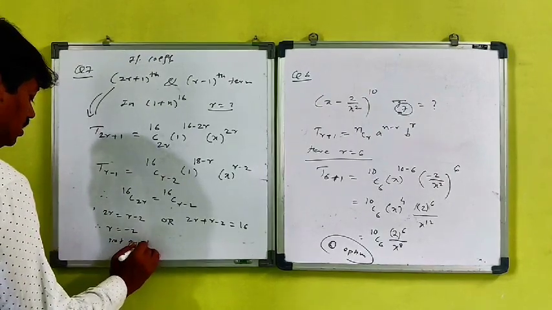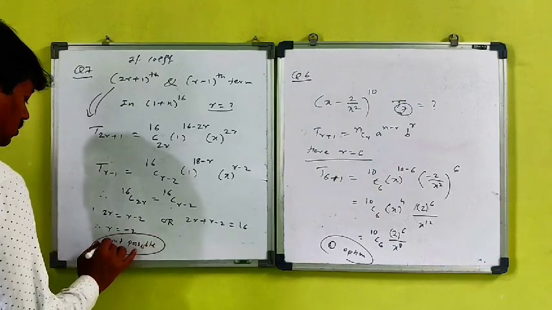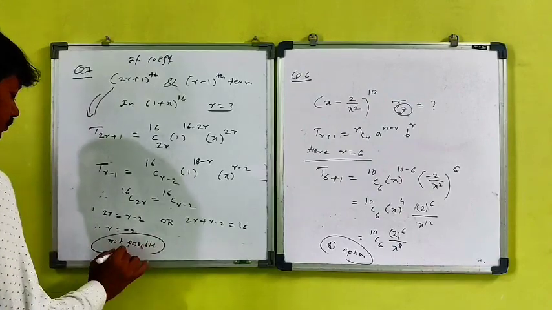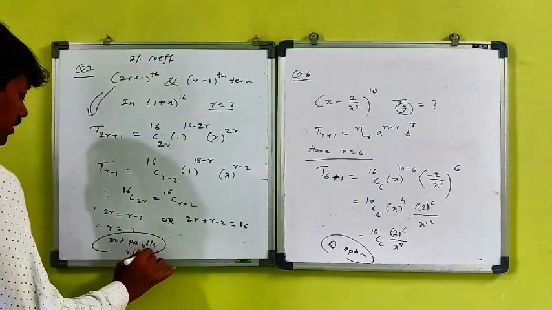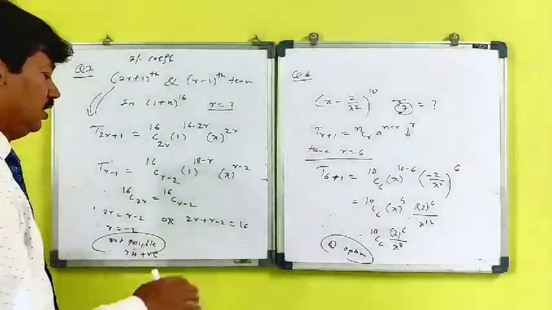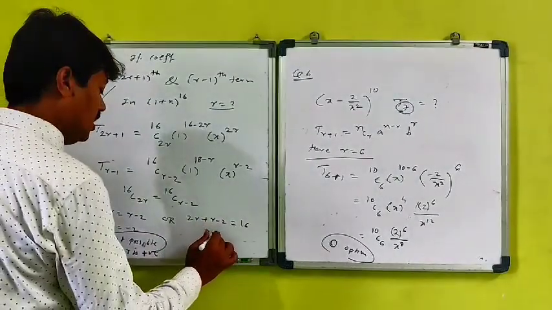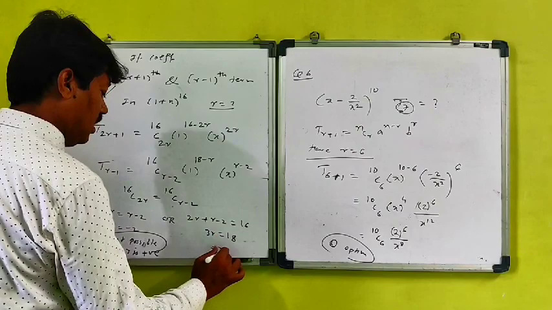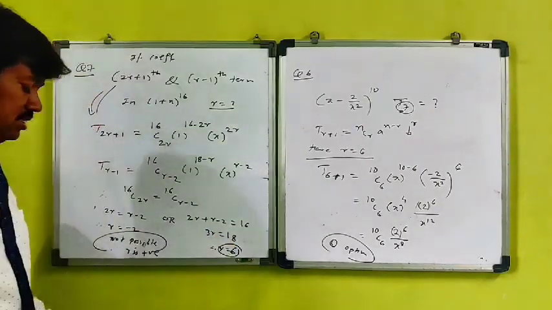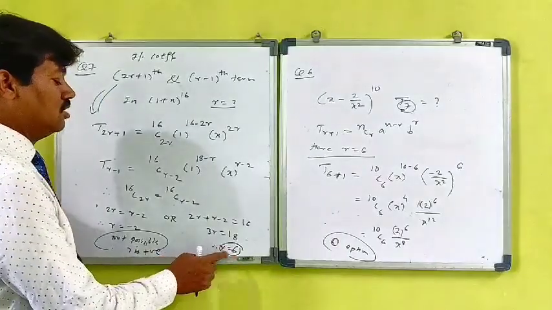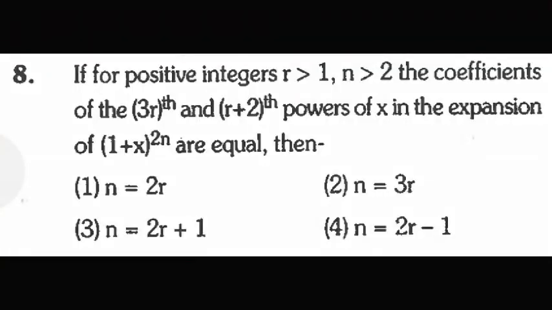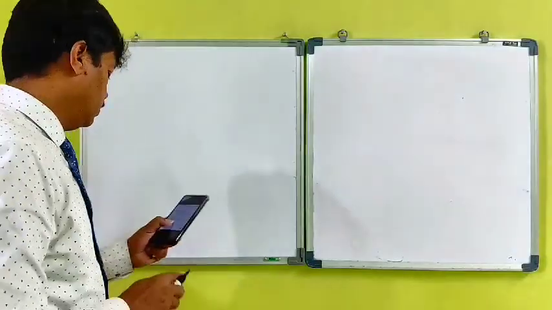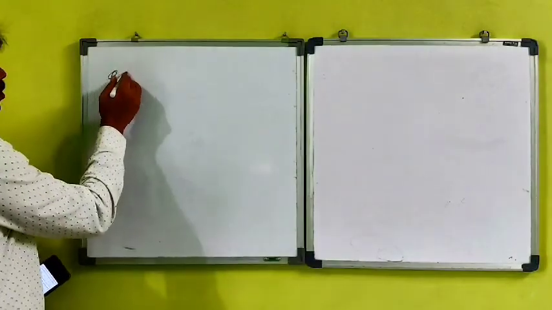Not possible. The reason is because r is always a positive integer, and here we will go this side, so 3r is equal to 18, so that gives you r equal to 6. So the correct answer is r is equal to 6 for question 8. What is the question 8?